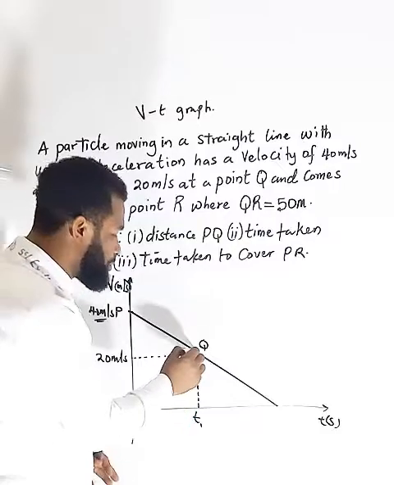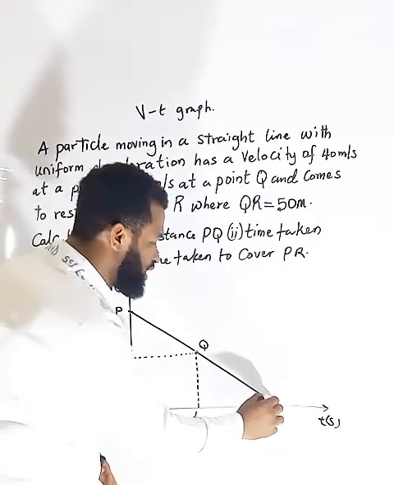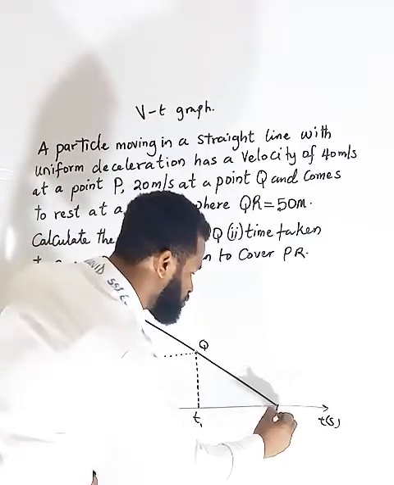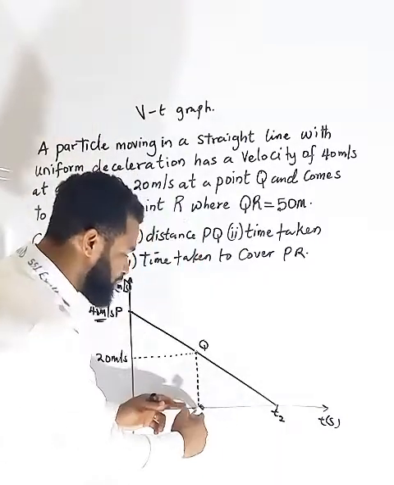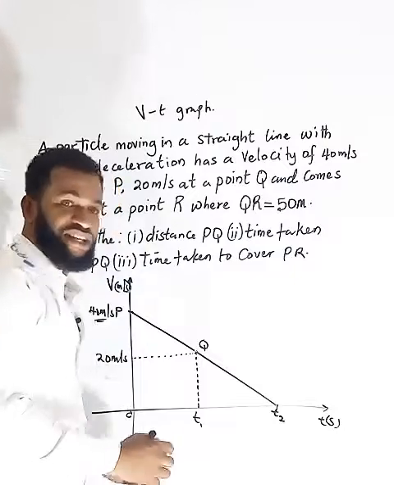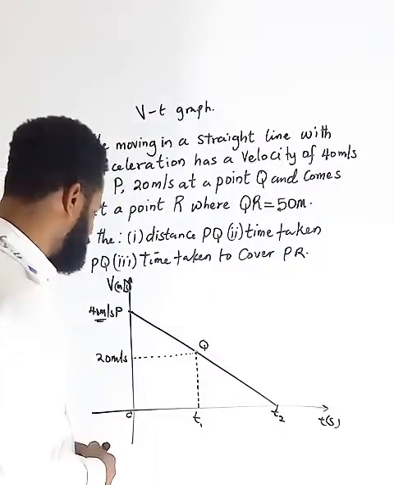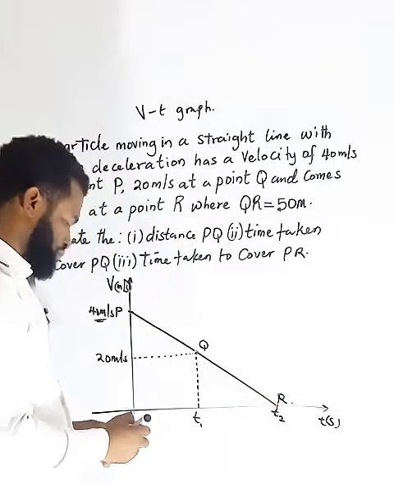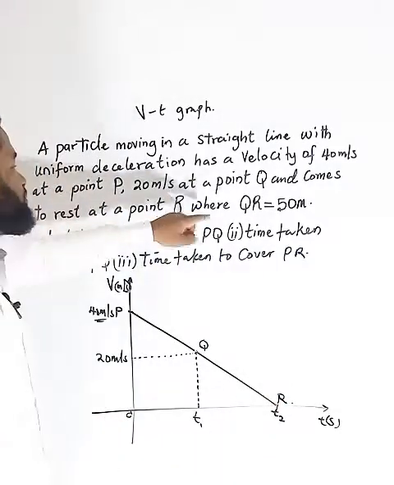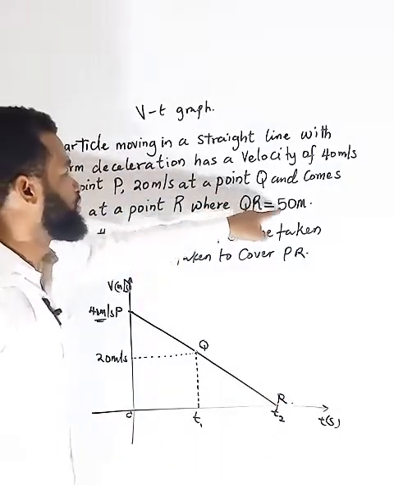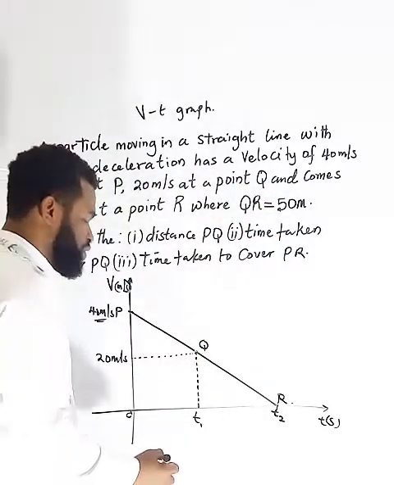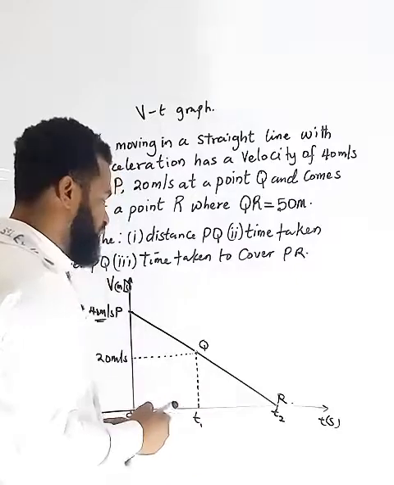Then what happened from Q to this point is that it has come to rest. So I'm going to call that one T2. The T2 is from here to this place, the next time it takes, and that point is given as R. So that means QR is 50 meters. From here to here is given as 50 meters. So we are going to find it.